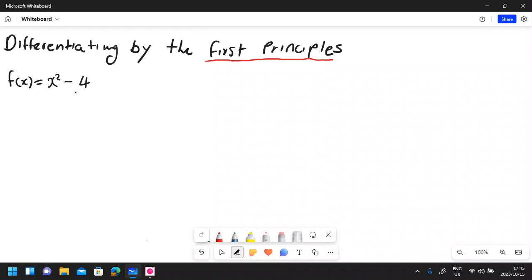Now remember, guys, from a previous video we differentiated f of x where we have x to the power of 1. This one here, the x has the power of 2. So how are we going to do this one?